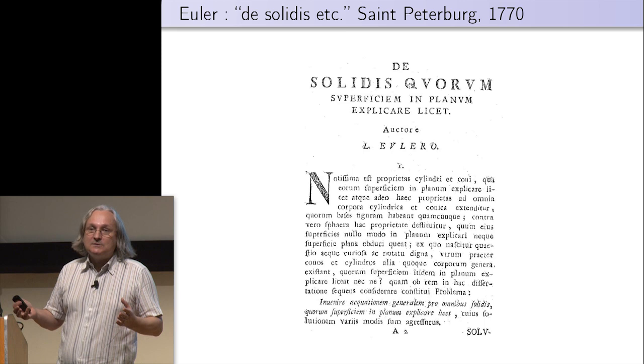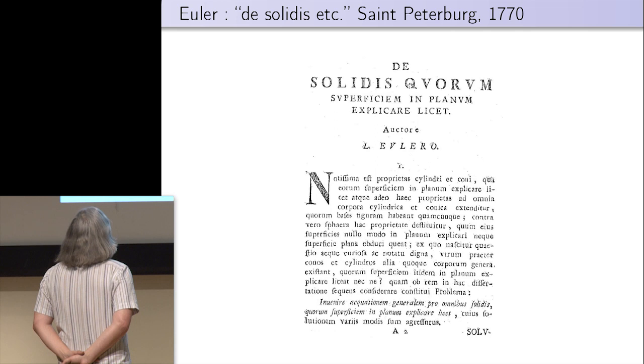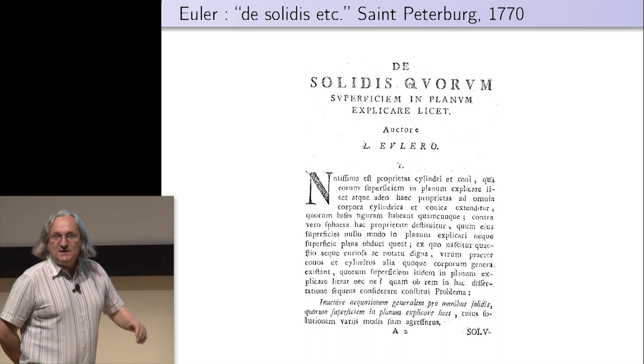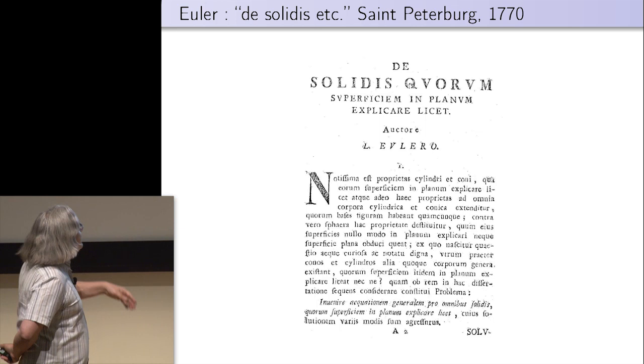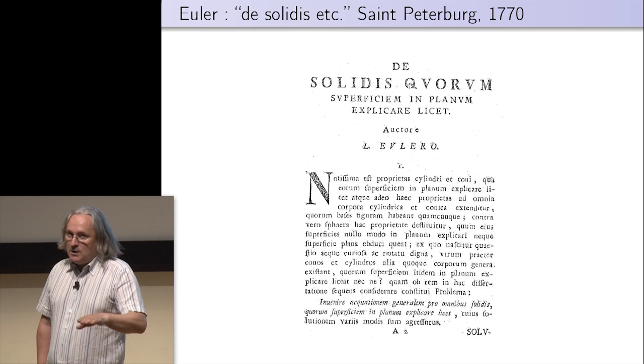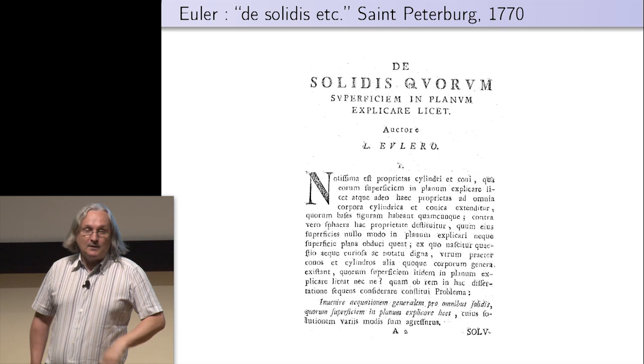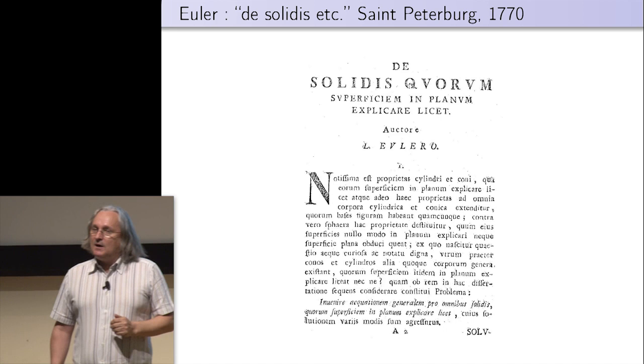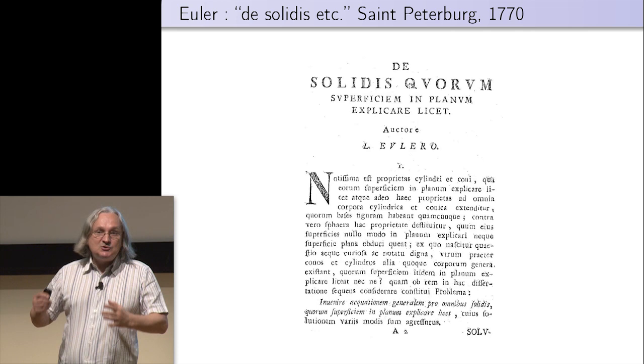And then if you try to read this paper, I will not try very much, but it says, notissima est proprietas cylindro et coni. He explains that cylinders and cones can be unfolded on the plane. And the next sentence says that if you try to do it with a sphere, no way. You cannot unfold a sphere on the plane. He says de nullo modo. It's impossible to unfold a sphere on the plane. And then he says, my duty in this paper is to find the complete list of those surfaces that can be covered with paper. And he gives the solution.